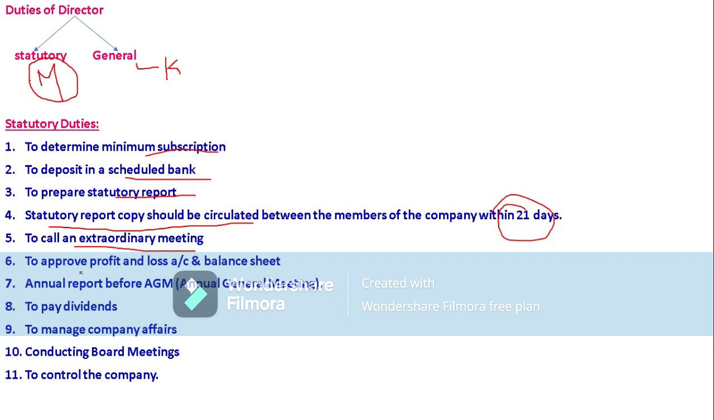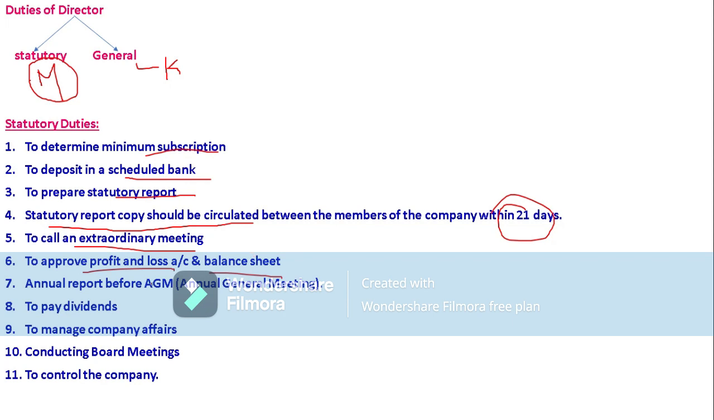Next one, to approve the profit and loss account and balance sheet. It is the duty of the director to look after the P&L account of the organization and also the balance sheet of the organization. Why? Because all the acts are prepared, or the auditing will be done, depending upon this P&L account and balance sheet only. This is given to the auditor for auditing purposes. So before going to the auditing process, the duty of the director is to approve the P&L account and also the balance sheet of the company.